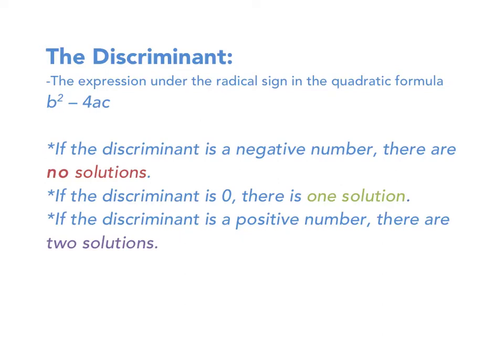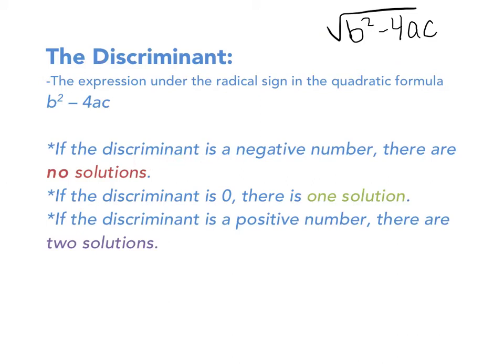There's something else with the quadratic formula called the discriminant, and this discriminant is the expression that's under the radical sign. So in our formula, under the radical sign, we have b squared minus 4ac. That is the discriminant. And what that can tell us when we evaluate b squared minus 4ac is how many solutions there are. So please get this whole slide down.